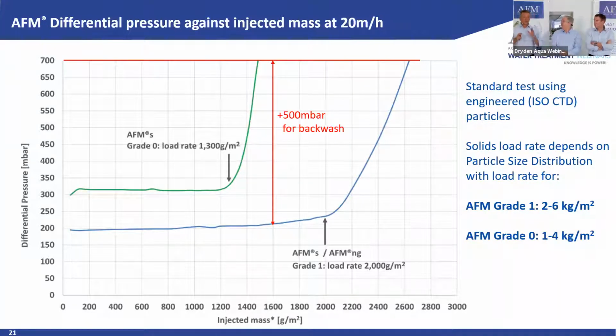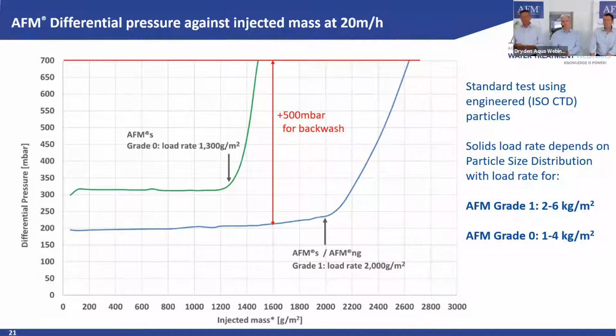Sorry to interrupt you. I think you're already one step ahead. Let's quickly explain what we see here. He's so full of energy and so much in the details, but not all our viewers are. This, again, was a test done by IFTS when they tested AFM standard, grade 1 and grade 0. Here you see the injected mass, and then they looked at what point you had the pressure increase. So here 200 millibar, and here you see with the 2000 grams per square meter, you had a pressure increase. This was done again with this 20 meters per hour of velocity.